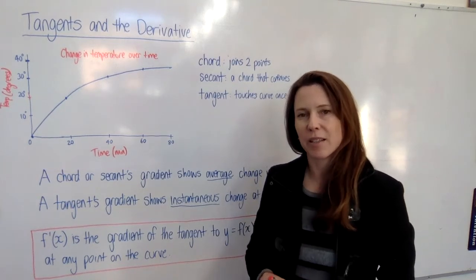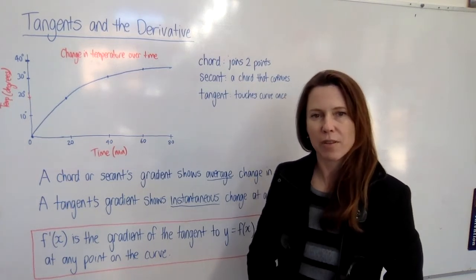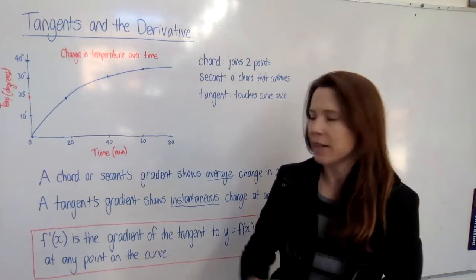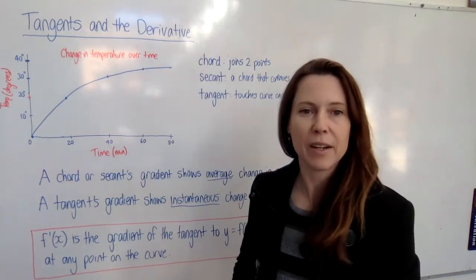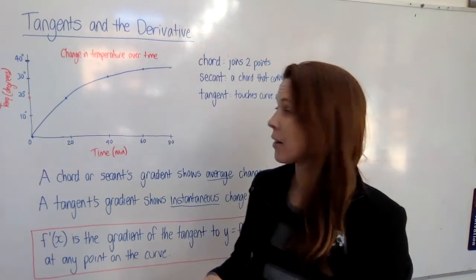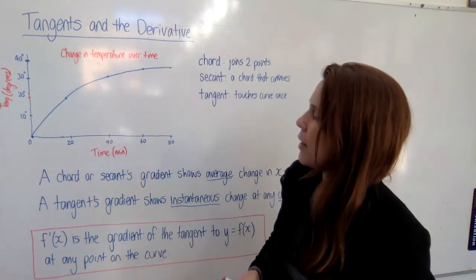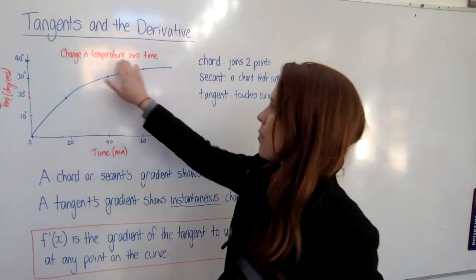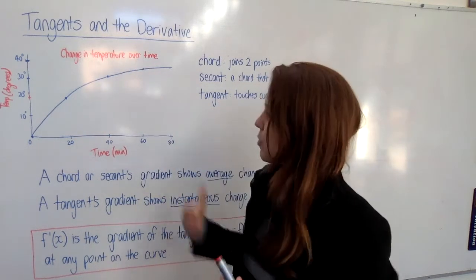Today we begin calculus by looking at tangents and the derivative. Now let's start by examining this graph here and then look at how we can use it to deduce some information. Now we've got a graph here showing change in temperature over time. So let's put a story to it.